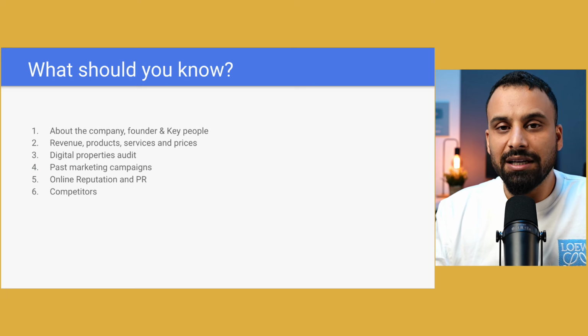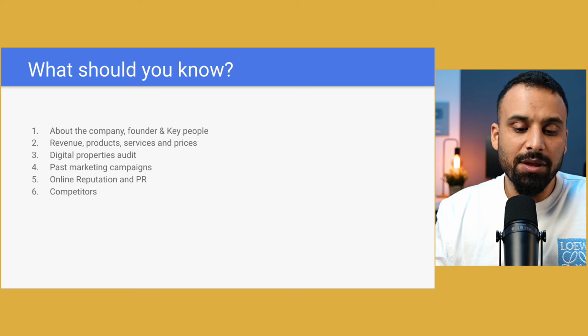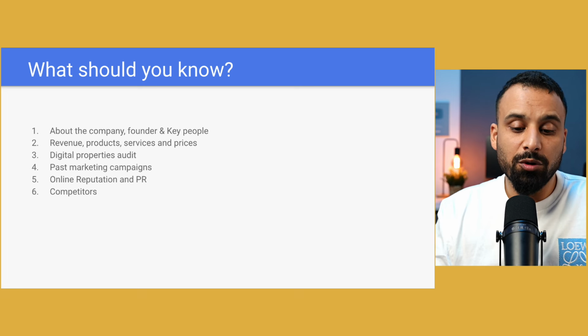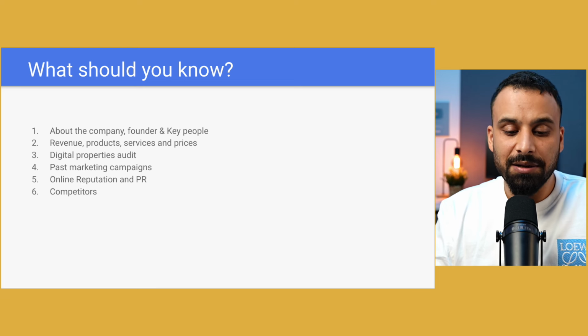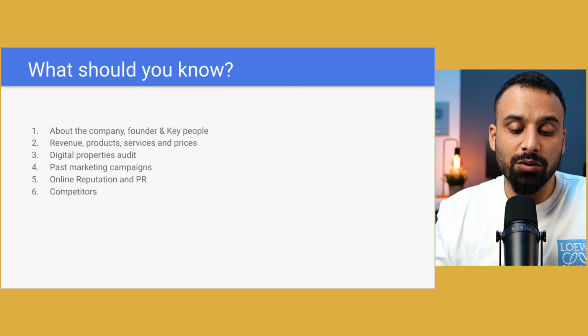Now generally, when it comes to what you should know about the company, these are a few things you should know before you go to meet them: the company, founder sometimes, and key people, revenue, products, services, and prices, digital properties audit, which means their social media handles, and how they are doing compared to their competitors.